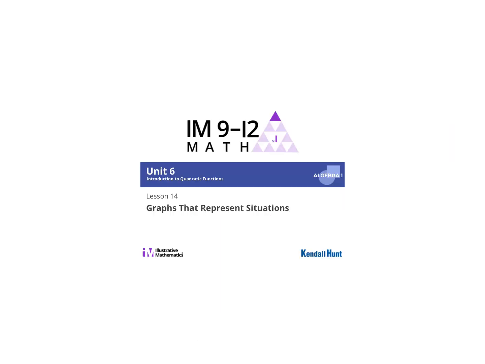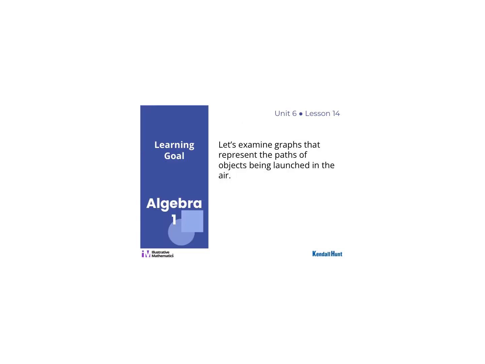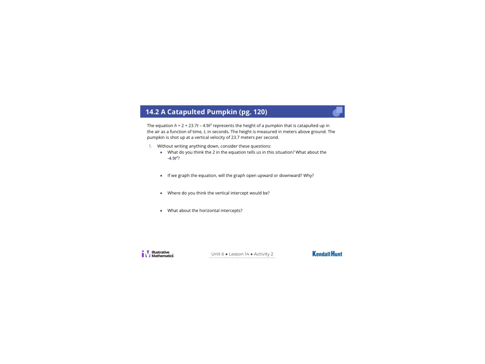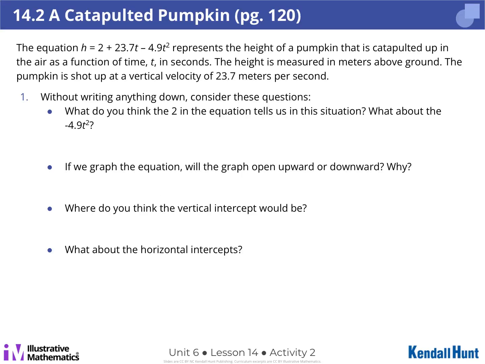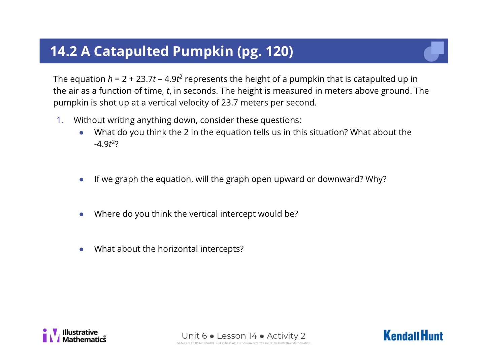So we are going to be talking about graphs that represent situations today, okay, expanding on that idea a little bit more. Okay, so we're going to be looking specifically at paths of objects that are being launched in the air, okay? And we've been talking about that a little bit already, so we're just going to explore that a little bit more. Okay, zoom out a little bit here.